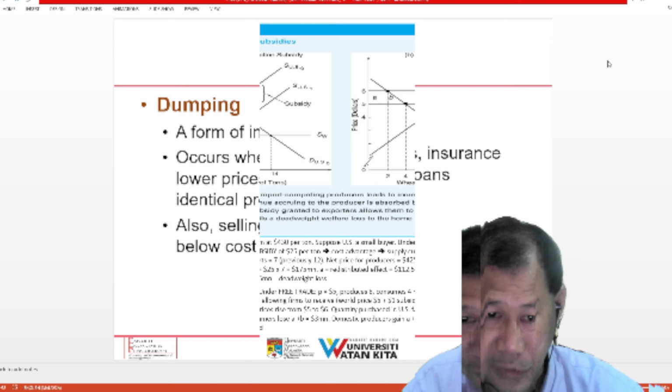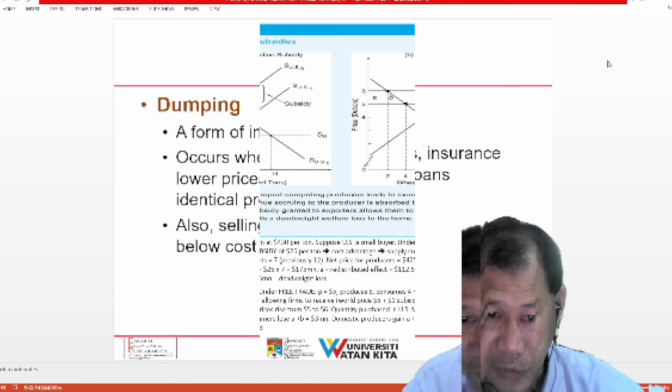Next we are into another subtopic, dumping. What is dumping? It has to do with a country selling products overseas either below the cost of production or below the price of that product. That's considered unfair trade. It's not free trade, because you are dumping the products in the export market below cost or even below price.